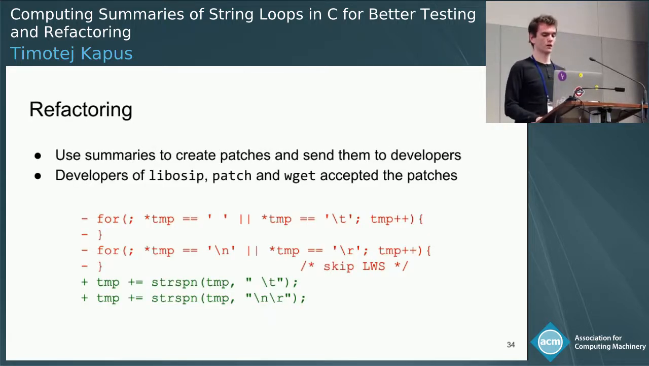Finally, we used some of the summaries to create patches and send them to developers. And developers of libosip, patch, and wget actually accepted them. Here's an example of a patch we sent to libosip. We have these two quite nasty loops, and we just replace them with relatively clean calls to strspn.